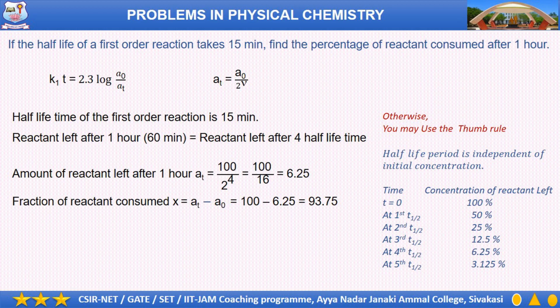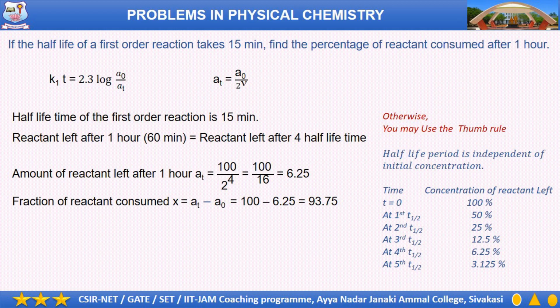Then what is the fraction? If the fraction or percentage is asked, percentage is required. Therefore, after 4 half-lives, the amount left is A_t, and since percentage is asked, A naught may be taken as 100 divided by 2 power. How many half-lives are there in 60 minutes? 4 half-lives, so 2 power 4, which is 16. Therefore, the amount left is 100 divided by 16.